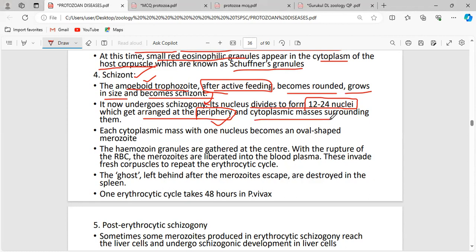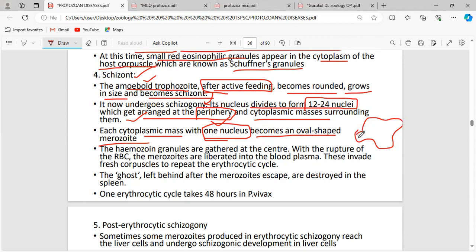And the cytoplasmic masses will be surrounding them. Now, each cytoplasmic mass will have one nucleus with it and becomes an oval-shaped merozoite. See, they are considered as an amoeboid trophozoite.